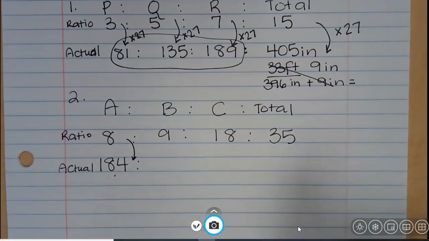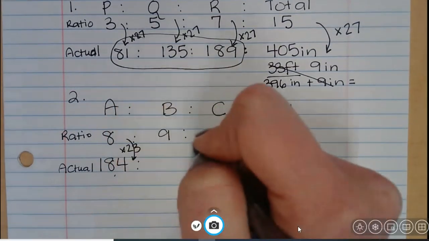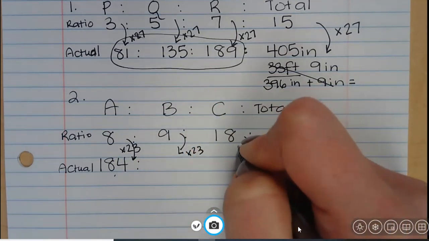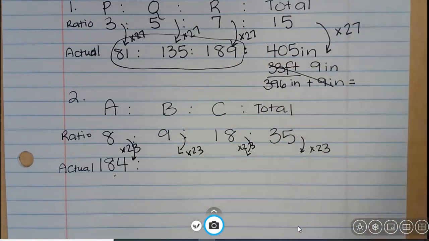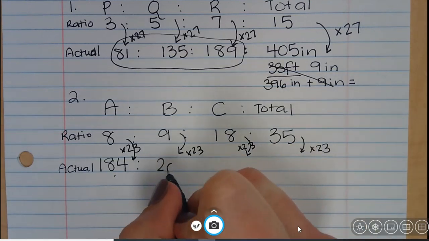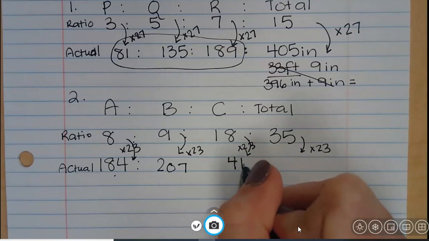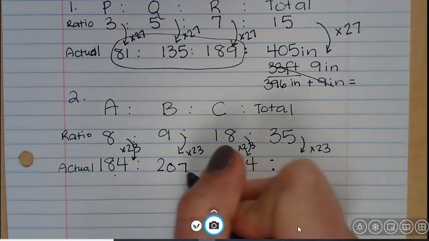8 times what is 184? And in this one, it's times 23. So then I still multiply the rest of these times 23. And then the problem asked, find the number of stamps that Bernice and Cheryl had. So this would be 207 and 414. And I could find my total and check them.